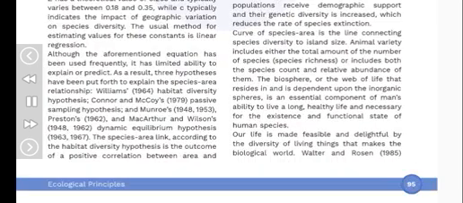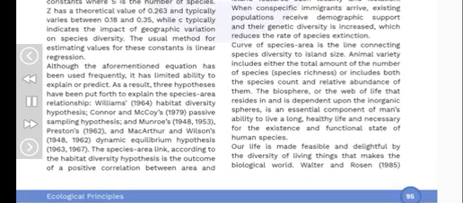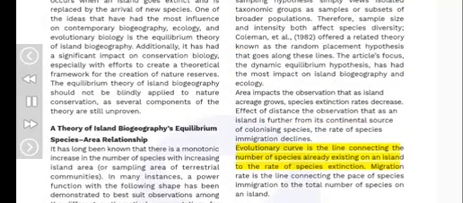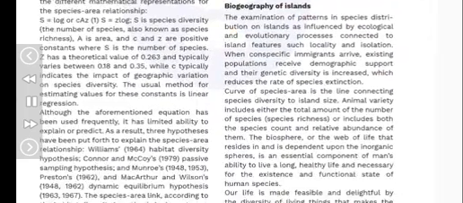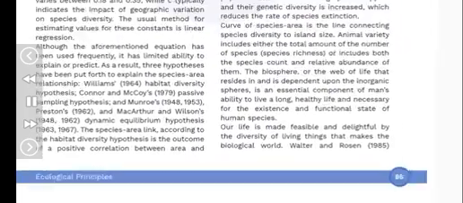Area impacts the observation that as island acreage grows, species extinction rates decrease. Effective distance: as an island is further from its continental source of colonizing species, the rate of species immigration declines. The extinction curve is the line connecting the number of species already existing on an island to the rate of species extinction. The immigration curve is the line connecting the pace of species immigration to the total number of species on an island.